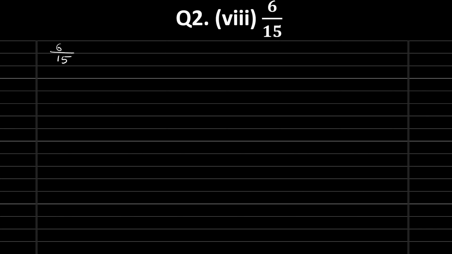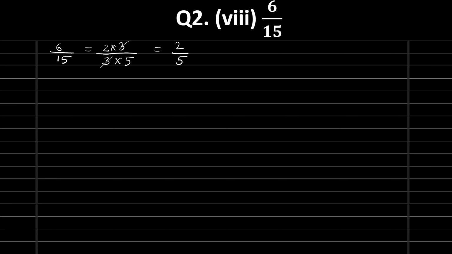Very simple. Here we can write down 6 as 2 into 3 and 15 as 3 into 5. Now we can see 3 is the common factor in the numerator as well as the denominator. So we can cancel it out, right? We are going to get 2 upon 5.